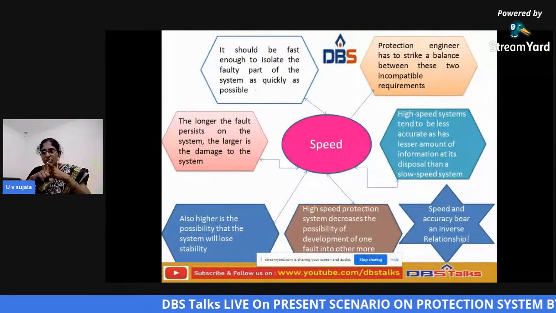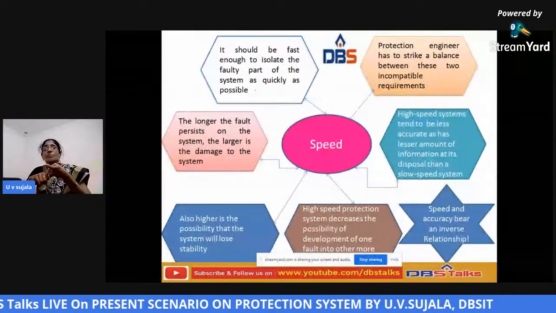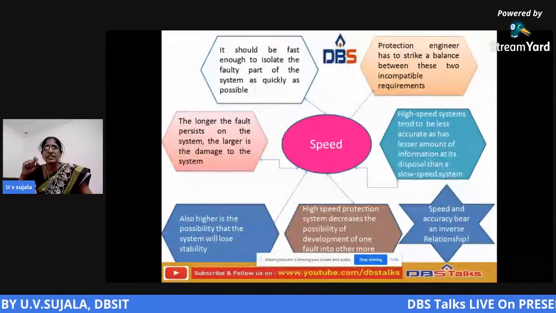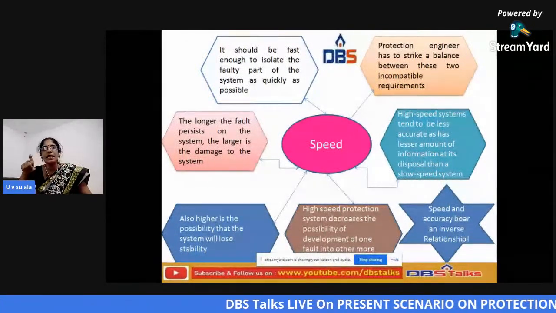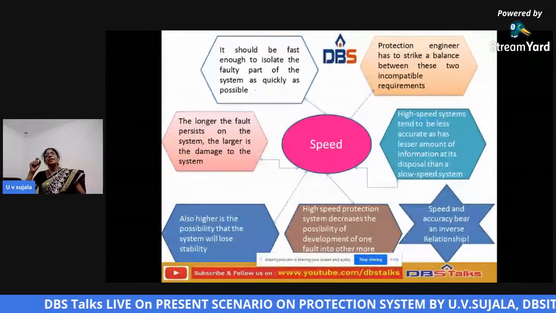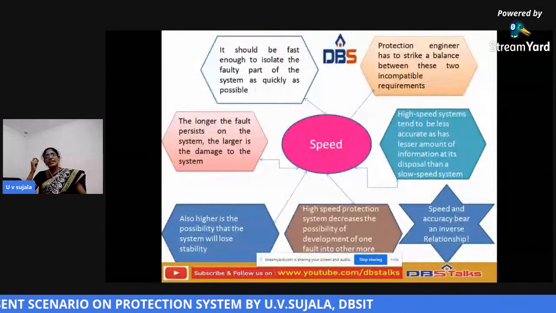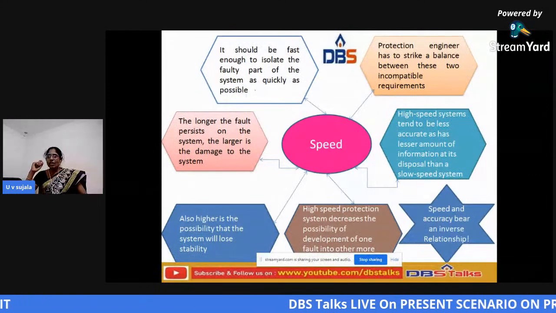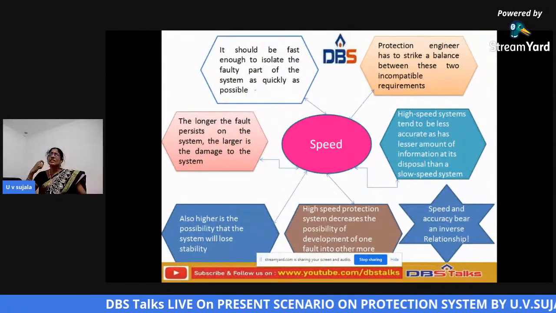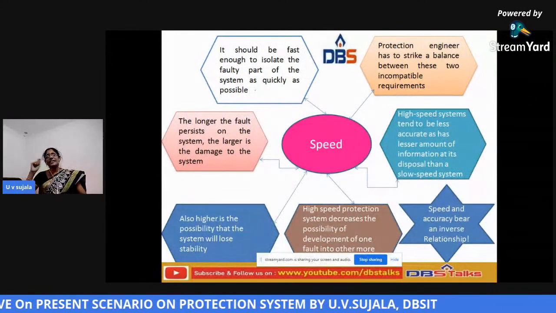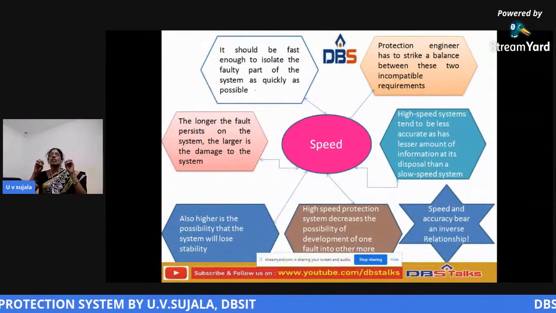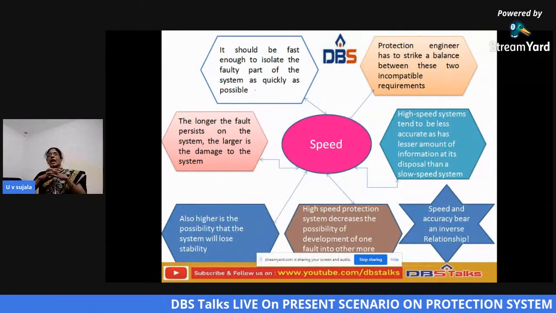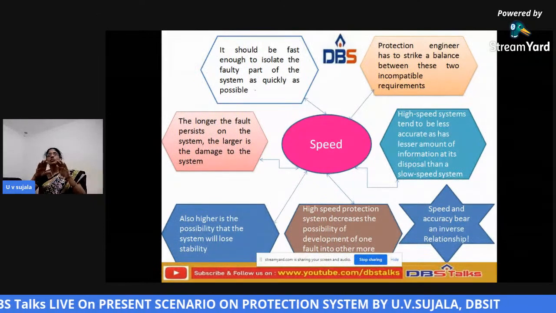So the speed of the protection will also be necessary. Also, the higher the possibility, the system will lose stability. Whatever the speed, this speed protection system decreases the possibility of development of one fault into another mode. That means whatever the speed must be there, it decreases the possibility of development of the fault. If it comes to slow, and the fault is already up, then what happens? It will be damaged. So that is speed.